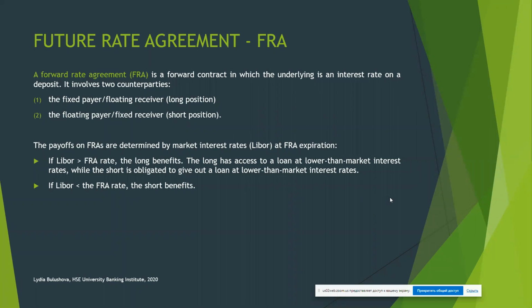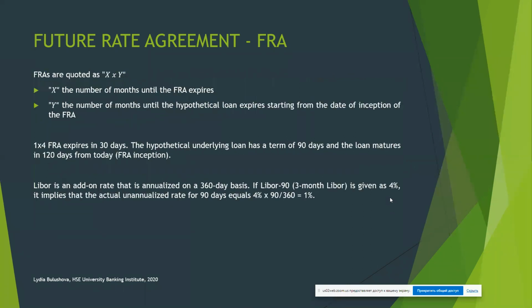So these payments can be linked to LIBOR, to any other market interest rates. So the FRA rate is the fixed payment. So this is the contract. That's how it is structured. We use the same X and Y to specify the contract.